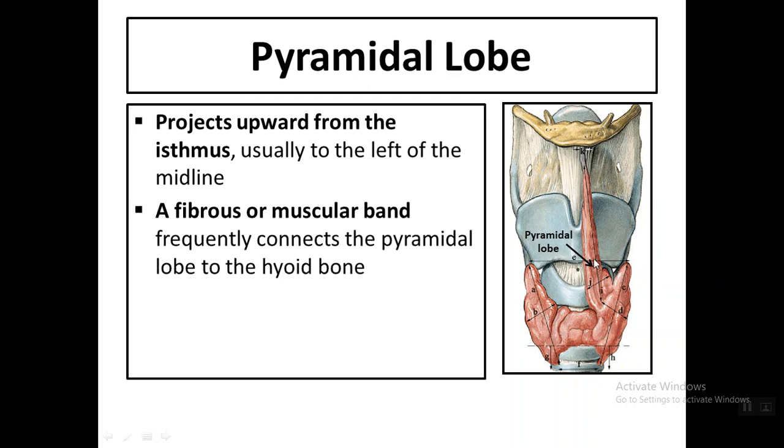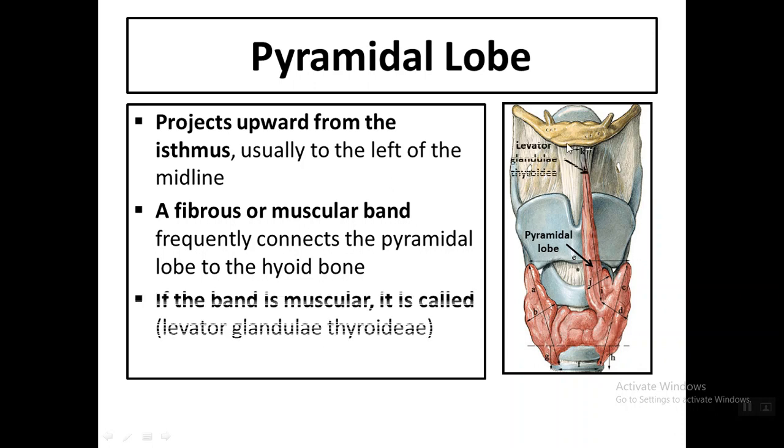Fibrous or muscular band، يعني نشوف هذا pyramidal lobe راح يمتد upward. It is connected to the hyoid bone by a fibrous or muscular band. Frequently a band connects the pyramidal lobe to the hyoid bone. This fibrous band مرات تصير عندنا muscular and it is called the levator glandulae thyroideae. إذا كانت هذه الباند بها عضل راح نسميها levator glandulae thyroideae.